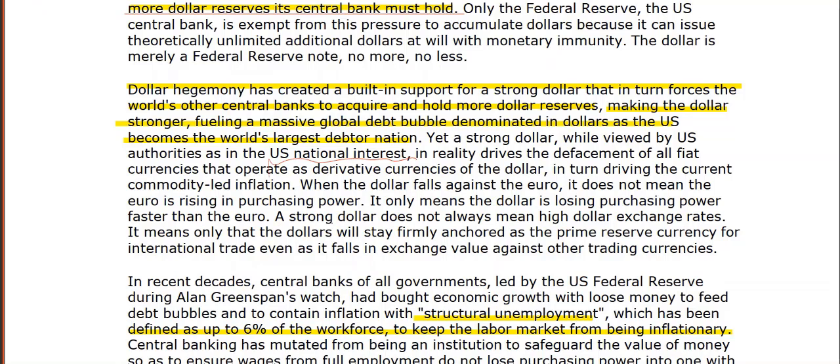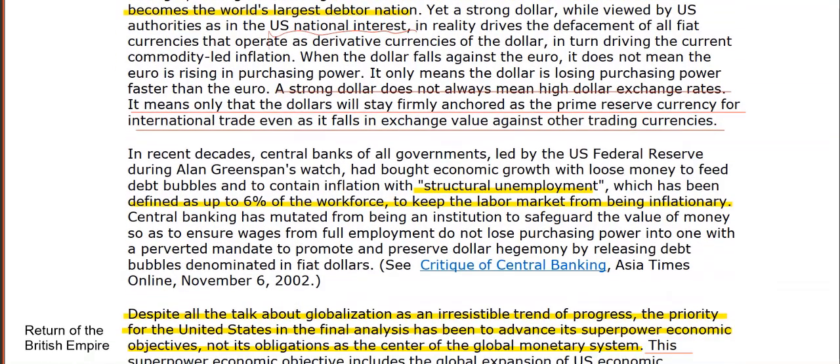Let's go ahead and underline that. For international trade, even as it falls. In other words, it's still going to be the main currency no matter what. And that is backed by that big Navy and aircraft carriers. That's what the aircraft carriers are for.